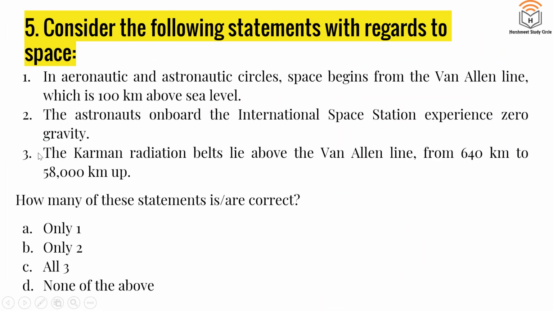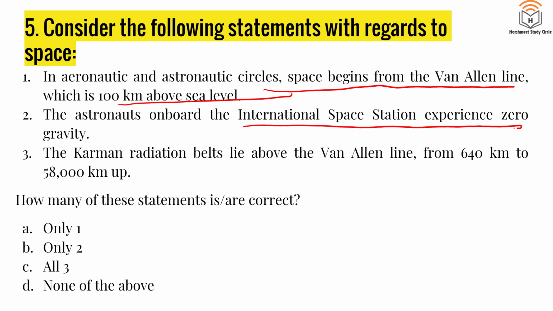Next, question number 5. Consider the following statements with regards to space. Number 1. In aeronautic and astronautic circles, space begins from Van Allen line, which is 100 km above the sea level. Second, the astronauts on board the International Space Station experience zero gravity. Third, the Kármán radiation belts lie above the Van Allen line from 640 km to 58,000 kilometers up. How many of these are correct?